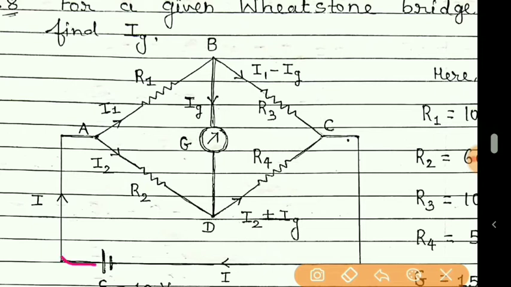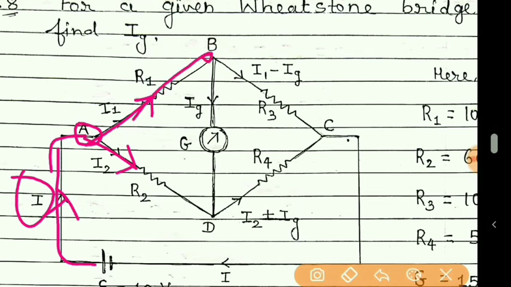From the positive of the battery, you can take the current I from point A. As it is a junction point, this current I will divide into two currents, I1 and I2. Once again you can move to point B. Again the current will divide from point B. If Ig current is moving towards the galvanometer, then how much current is remaining?